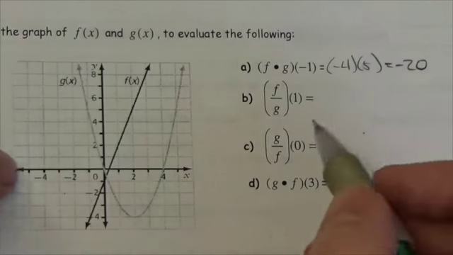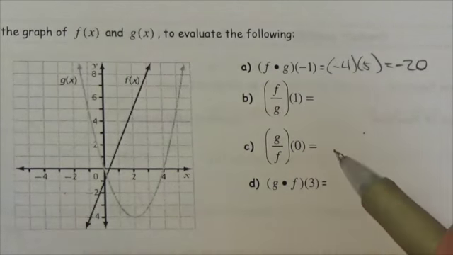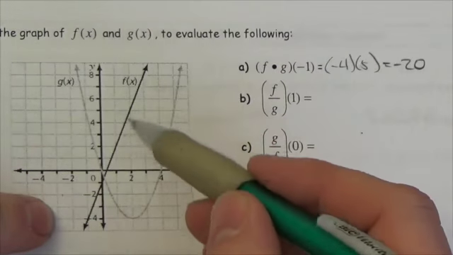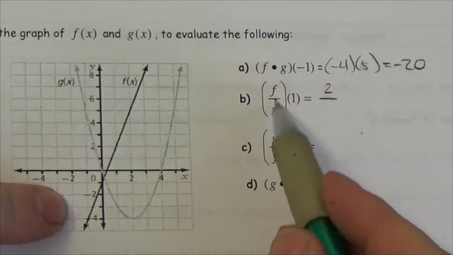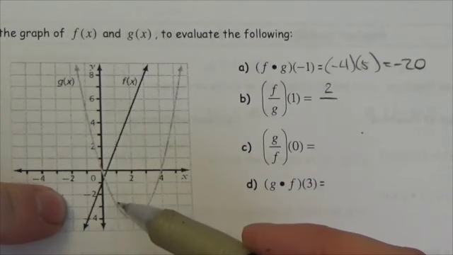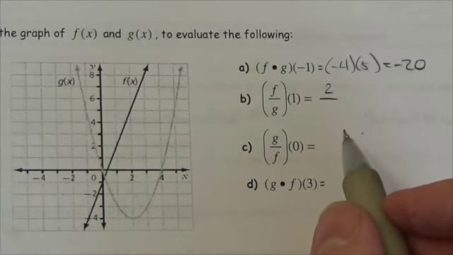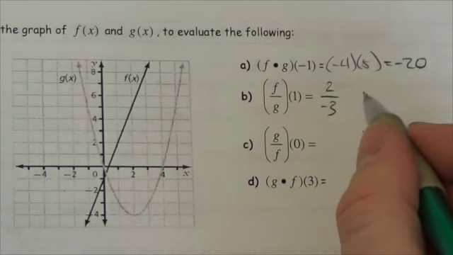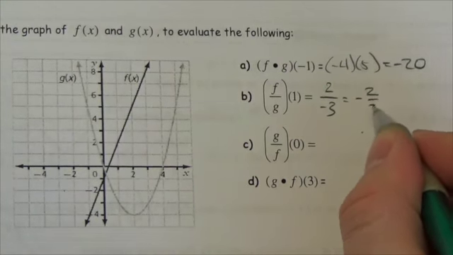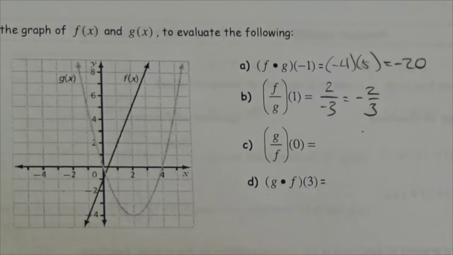Good. Right here is going to be f divided by g of 1. Well, f of 1 is 2. G of 1, so we go down to 1 here. G of 1 is going to be negative 3. There's really not much we can do other than pull that negative out front and make that negative 2/3.